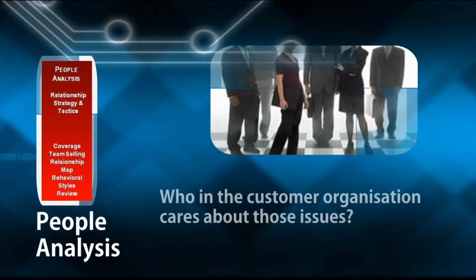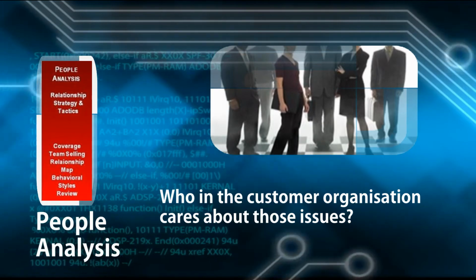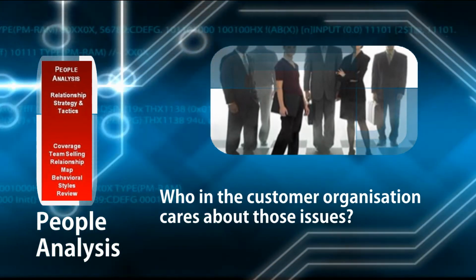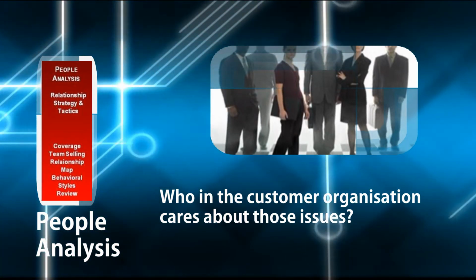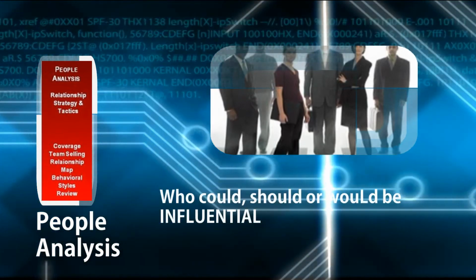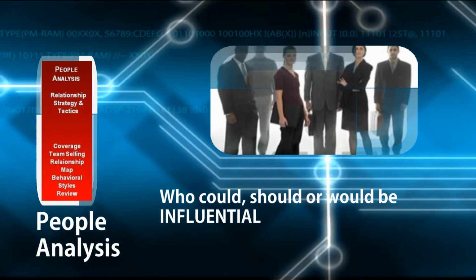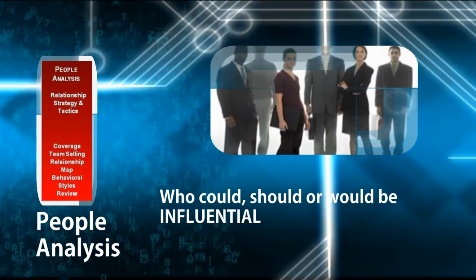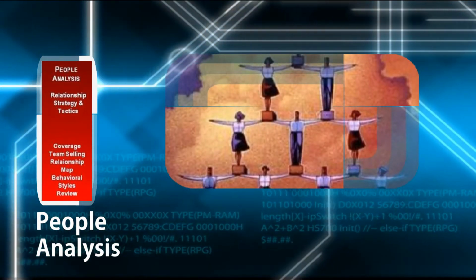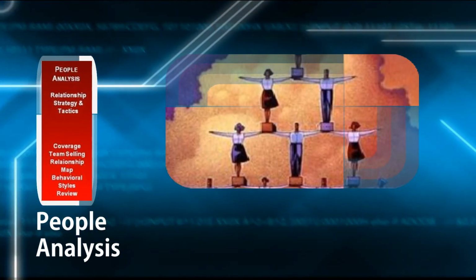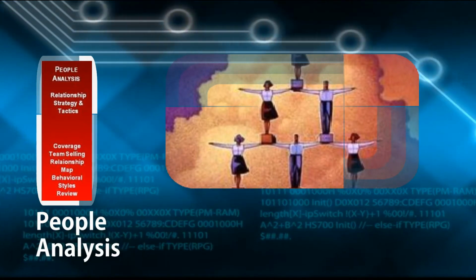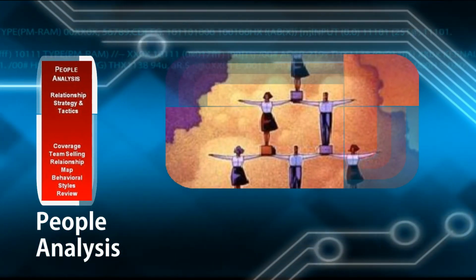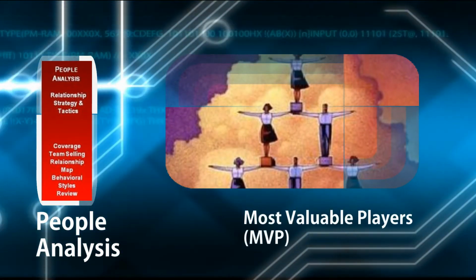You need to know who in the customer would care about those business issues. People analysis helps us to explore the options to identify who could, should, or would be influential in the decision-making process. You expand your view to look at all possibilities, then use a set of filtering tools to refine your ideas of who to target, called most valuable players.